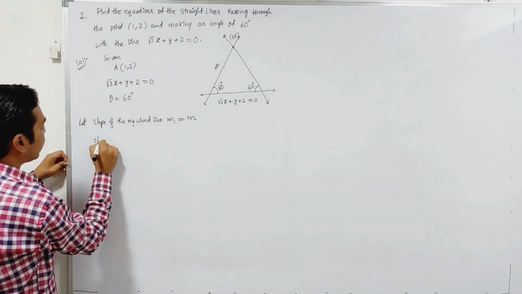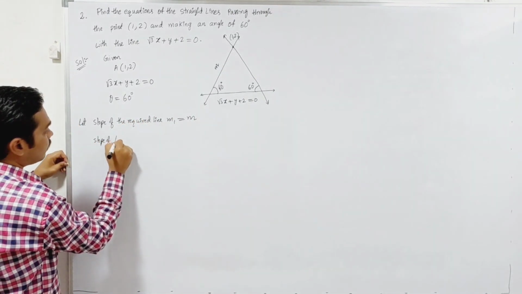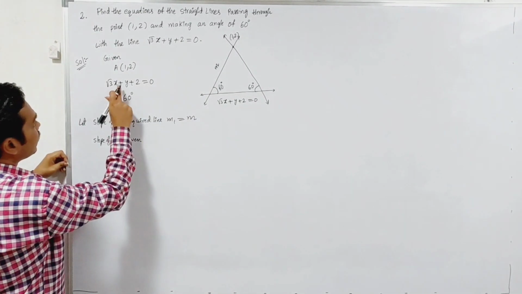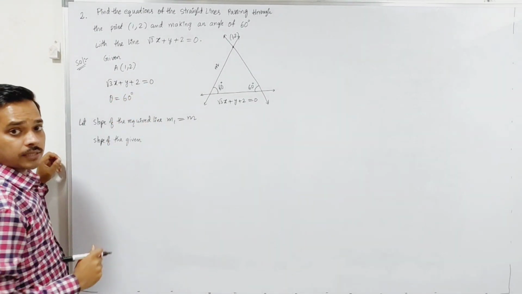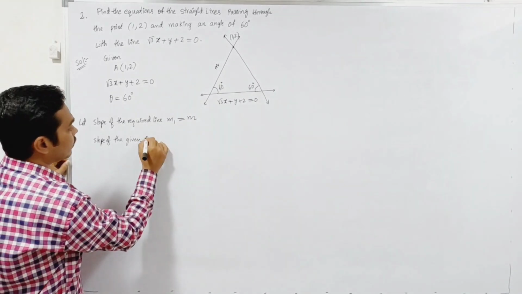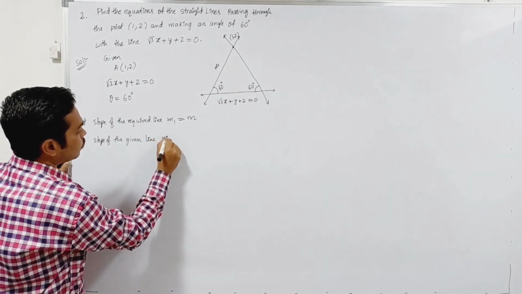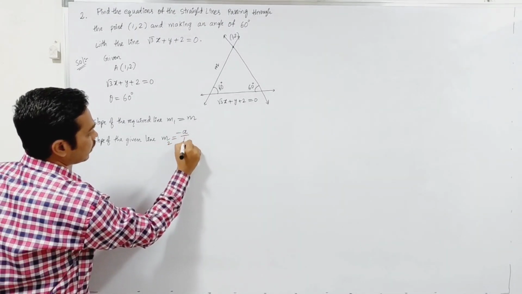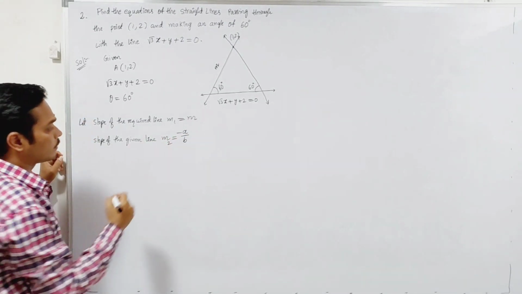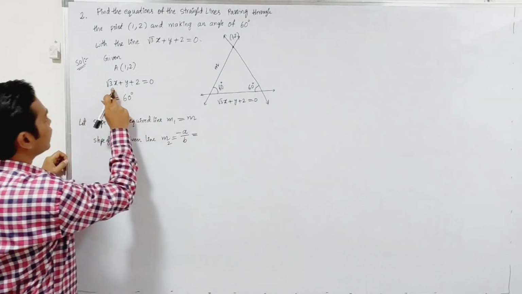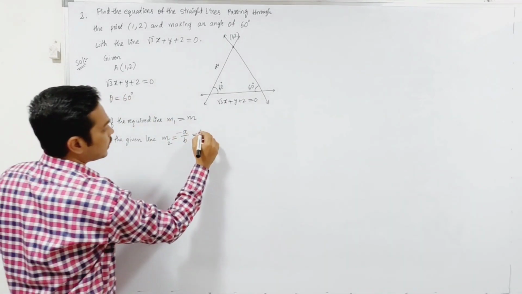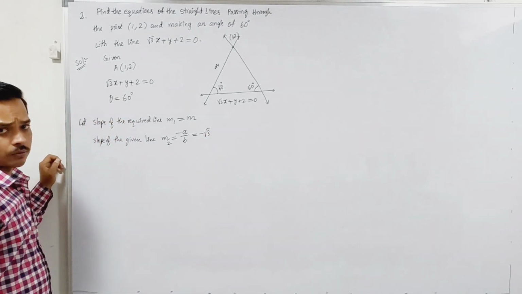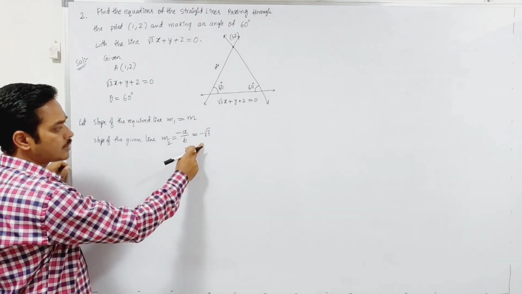And the slope of the given line: the given line here is root 3x plus y plus 2 is equal to 0. So the slope of the given line, let us assume m2, is equal to how much? The formula is minus x coefficient by y coefficient, that is minus a by b. So minus root 3 by plus 1, that is equal to minus root 3. This is m1, this is m2.